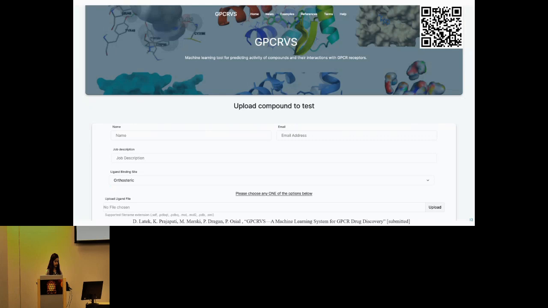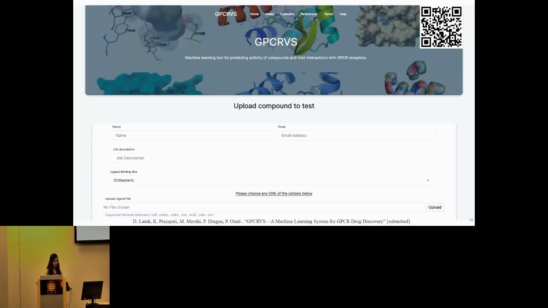This is the main page of our web service. It contains the form for uploading the compound that users want to test. So what you have to do is you put in your name, your email address, and a job description that will allow you to recognize the job you submitted. You can choose whether you want to obtain results for the orthosteric or the allosteric binding site, and you can upload a ligand that is either a small molecule or a short peptide up to 6 amino acids. And these can be uploaded in a number of formats, including SDF, PDB, PDBQT, SMILES files, and FASTA files.